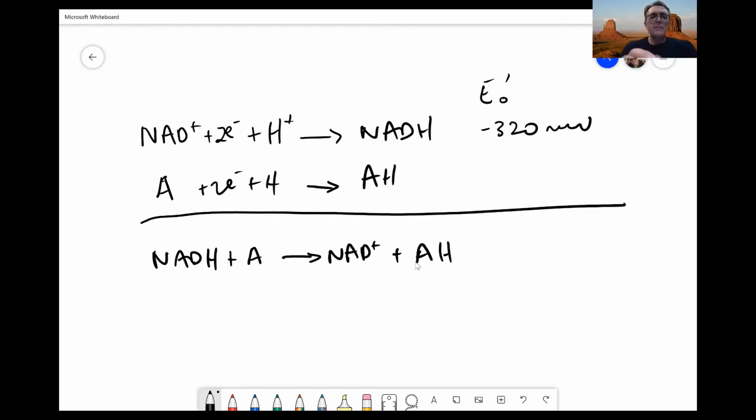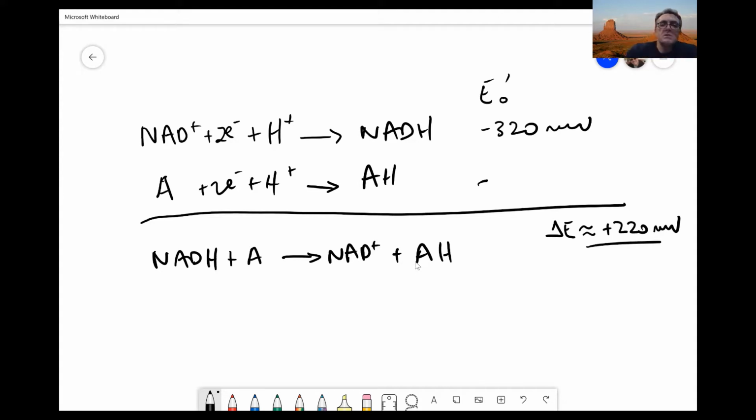Now, for that to be favorable, whatever gets reduced has to have a more positive E value than whatever gets oxidized. How much more positive, you may ask. To make ATP, you need a delta E of at least 220 millivolts. I was rounding it up to about 250 millivolts in the previous discussion we had in glycolysis. The bare minimum is this much.